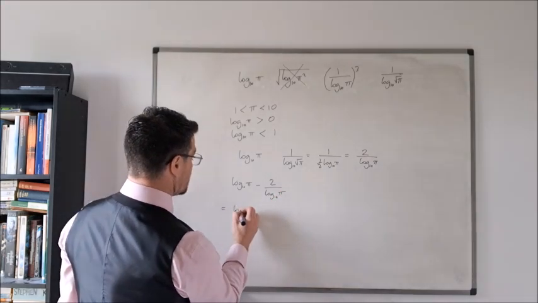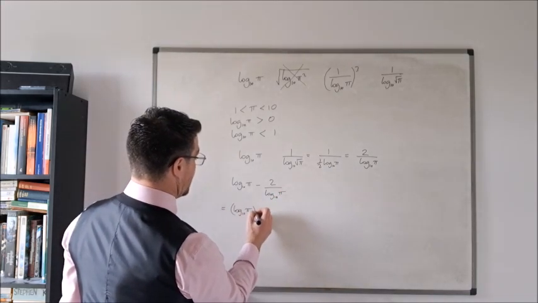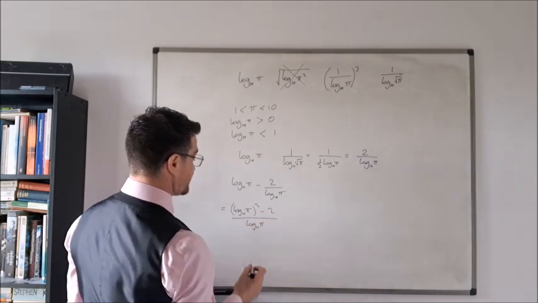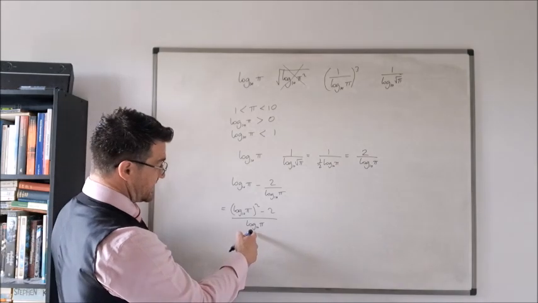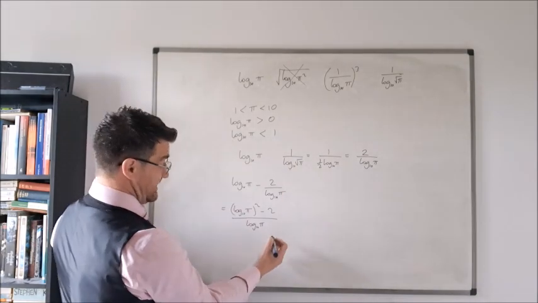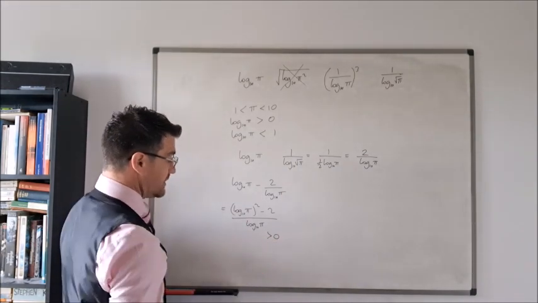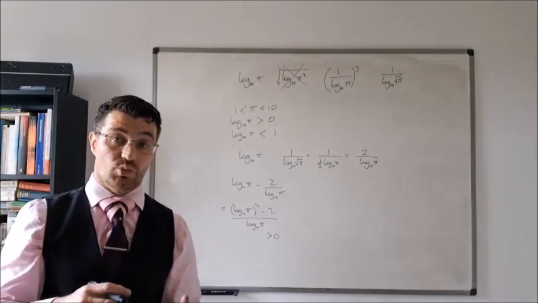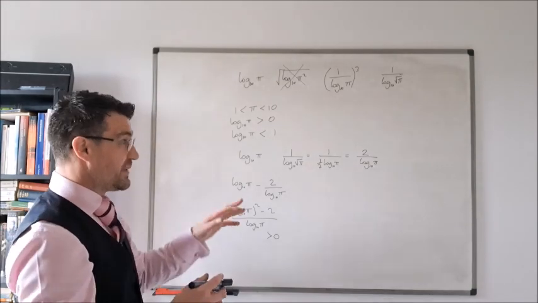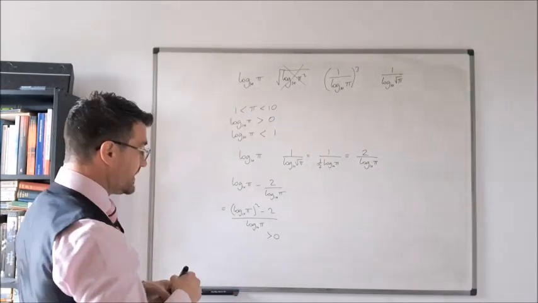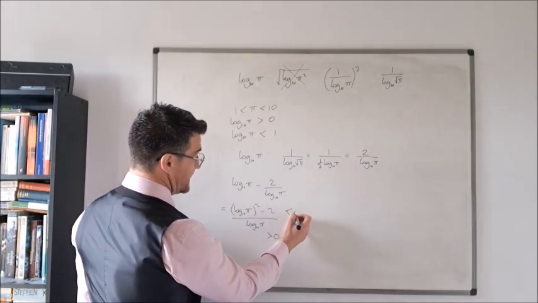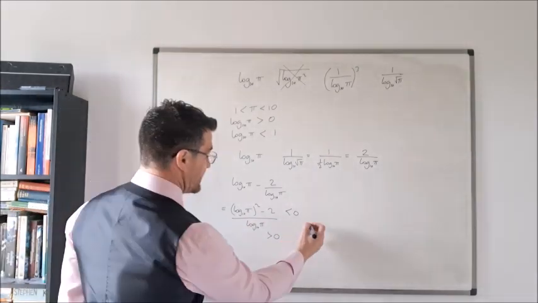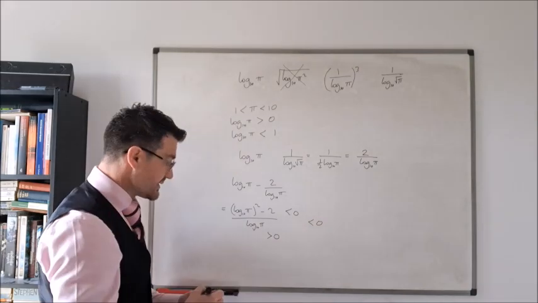This is equal to log to the base 10 of pi squared minus 2 over log to the base 10 of pi. Well, I know that log to the base 10 of pi is greater than 0. And I know that log to the base 10 of pi is also less than 1. So log to the base 10 of pi squared is also less than 1, and therefore this numerator is going to be less than 0. Less than 0 divided by greater than 0 is going to be, therefore, overall less than 0.